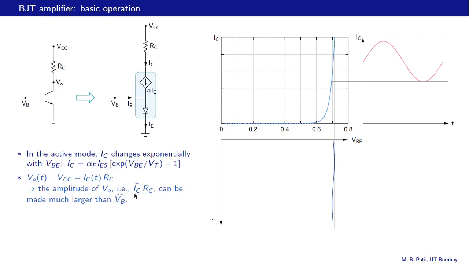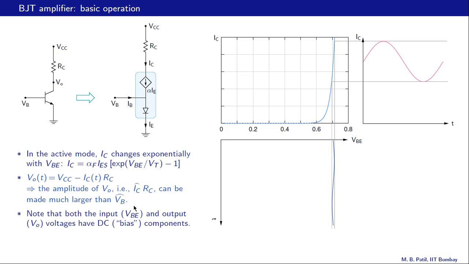That is I_C-hat times RC, where I_C-hat is the amplitude of the IC waveform. So that is from there to there. And we can arrange the resistance value and the VCC supply value, etc., so that the amplitude of VO, that is I_C-hat times RC, can be made much larger than V_B-hat. What is V_B-hat? That is the amplitude of this sinusoid here. So our input voltage has an amplitude of V_B-hat, and the output amplitude can be much larger, and that is how we have an amplifier. So that's the basic principle of a BJT amplifier.